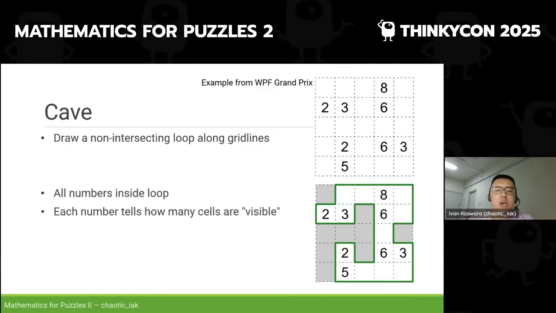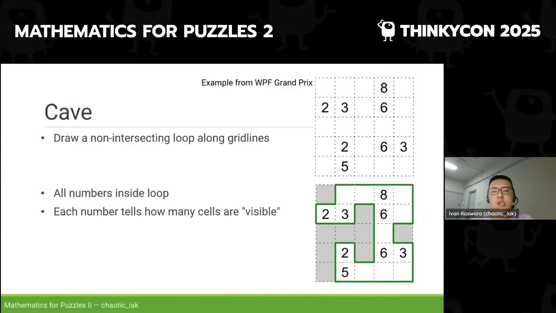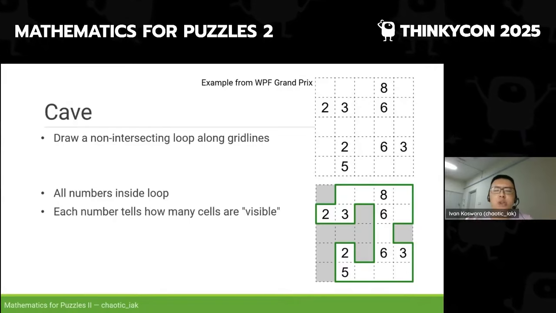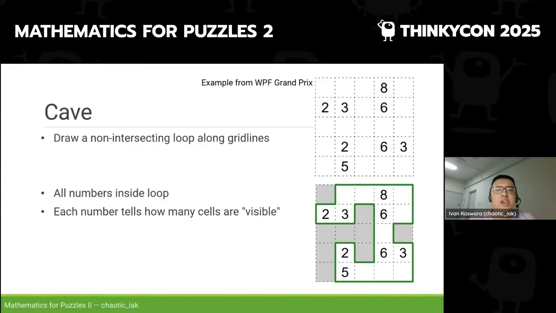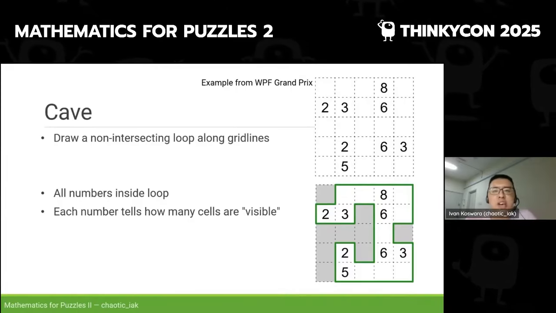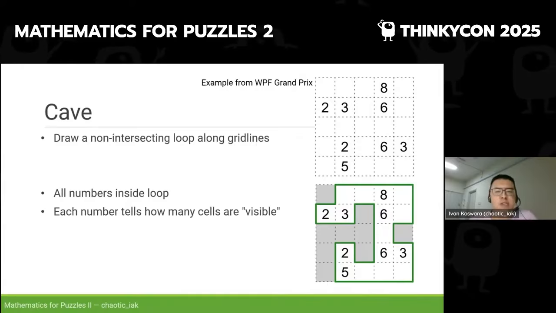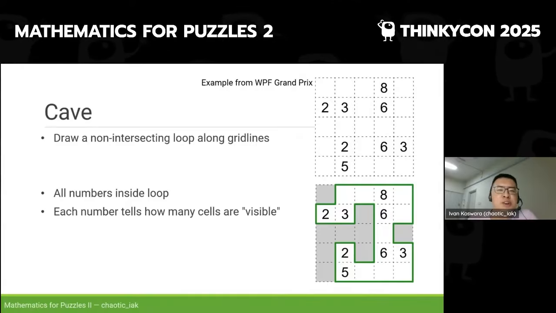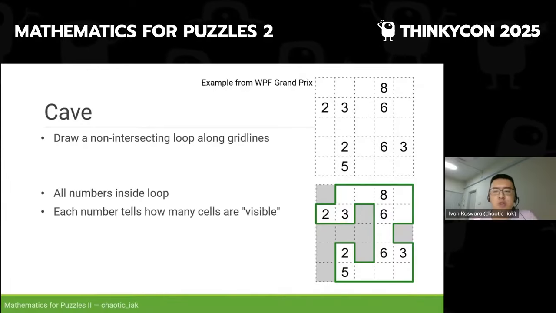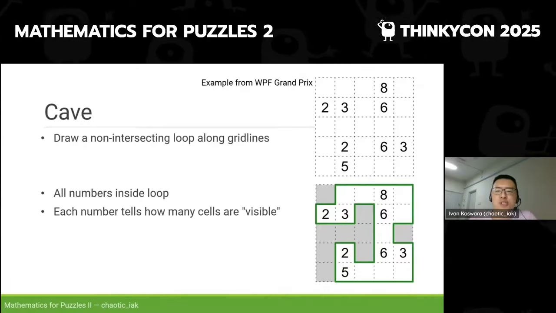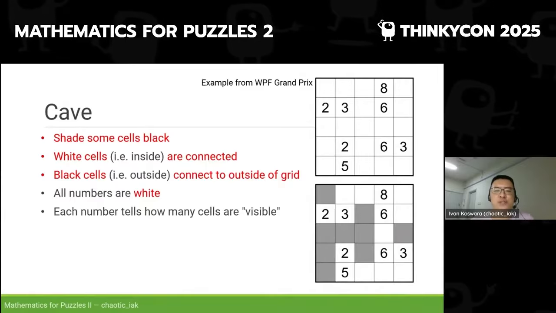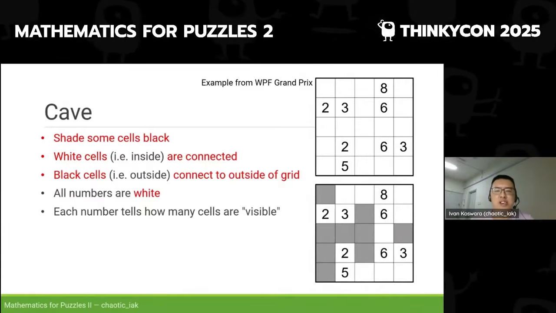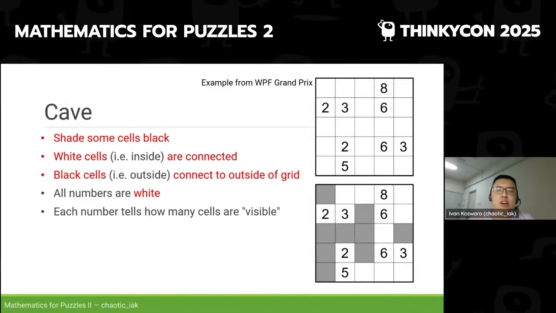And then there are some additional rules about the numbers. For example, all the numbers must be inside the loops. Each number tells how many cells are visible. I won't get too much into that. I want to talk about the loop. The interesting thing about Cave is that in the logic puzzle community, some people don't like to use loops for Cave. They want to shade cells, I feel, because it's more natural for them. And if you turn the loop into shading, you end up with something like this.